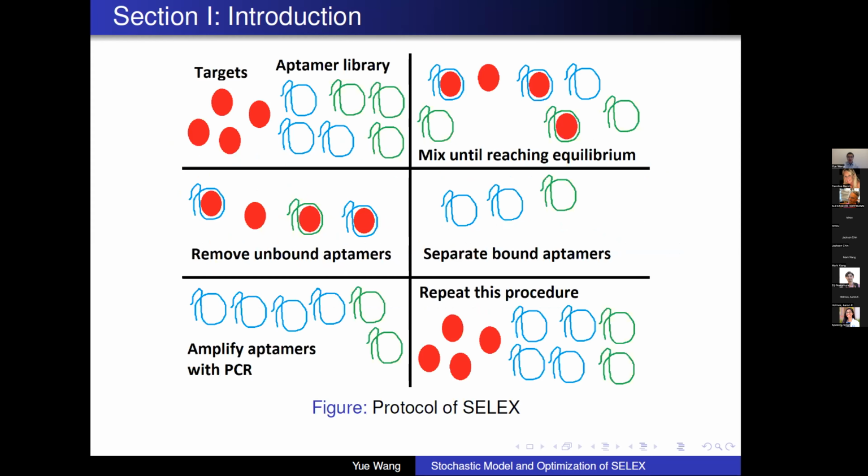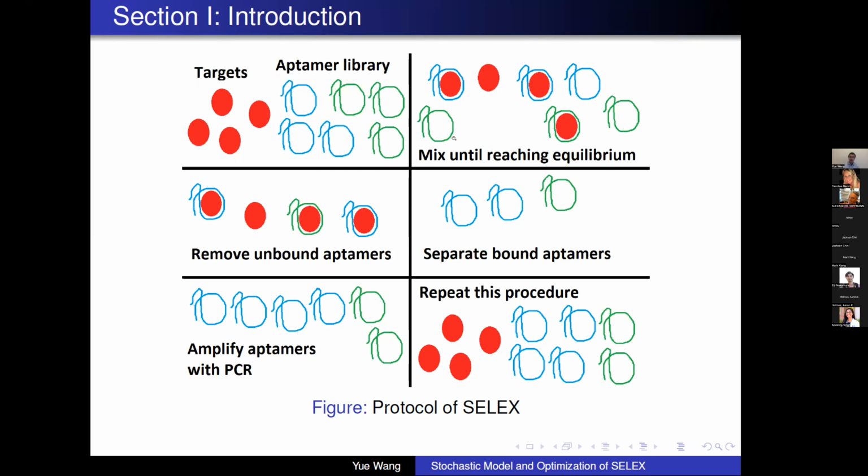So this is the protocol of SELEX. We start with some target molecules, the red ones, and a large aptamer library. Here we have different types of aptamers. We mix them until reaching equilibrium. So some aptamers are bound to the targets. Here, the blue ones have higher affinities than the green ones. So we have more of the blue aptamers bound to the targets.